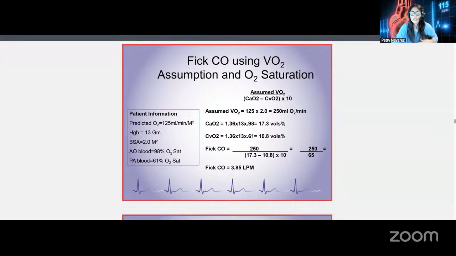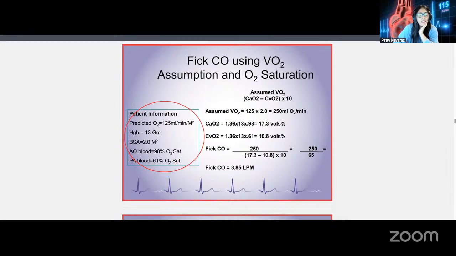Okay. So let's take a look at our first. This is the formula for FIC. Assume VO2, and then we have the arterial venous difference and multiply by 10, just like we have been seeing. I'm gonna get a circle. Okay, so I have my patient information here on the side, right?